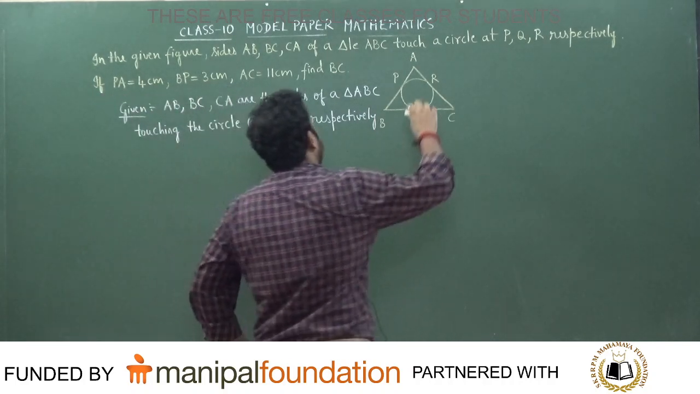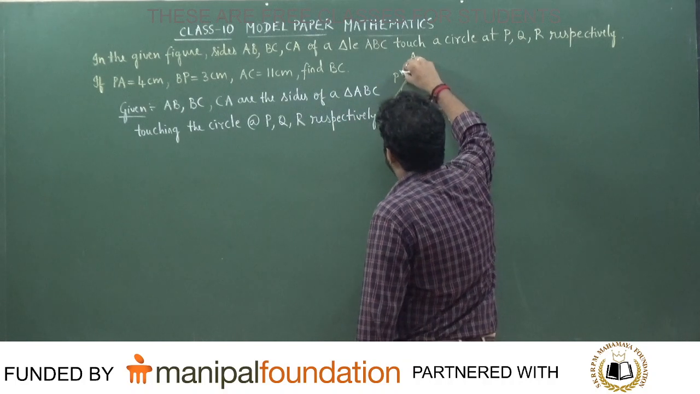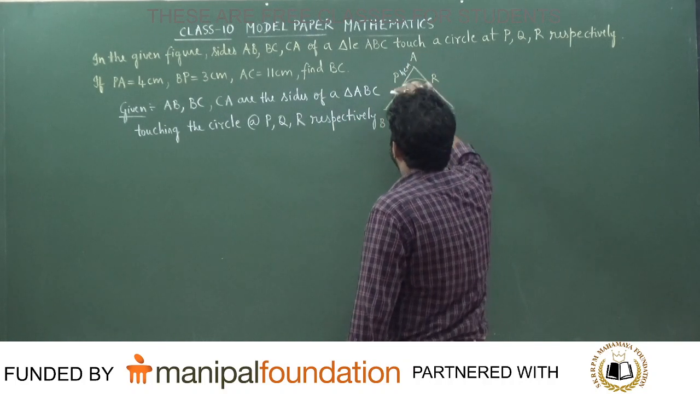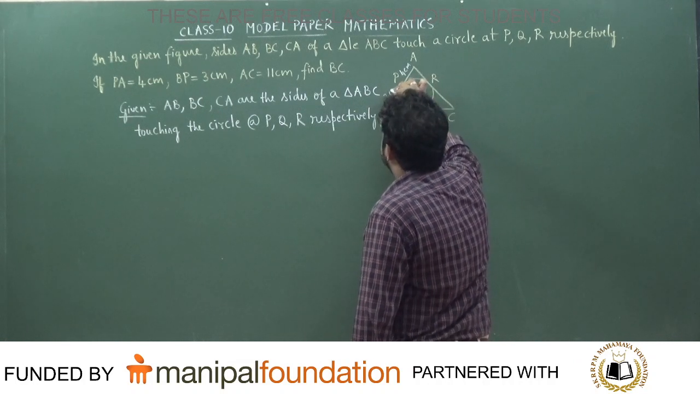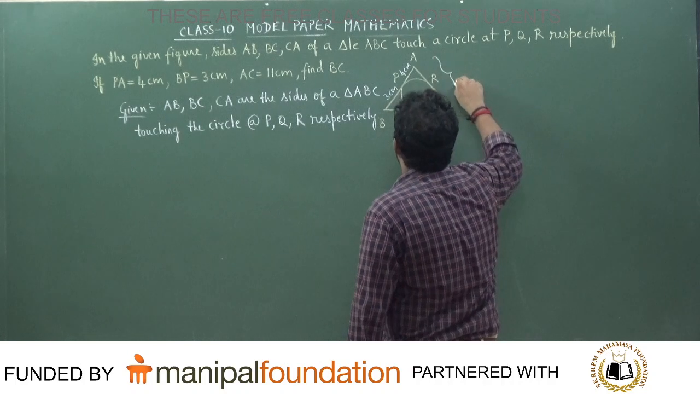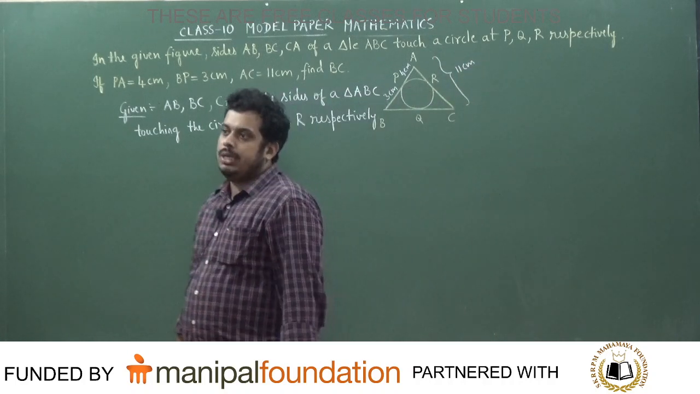Here it's given in the problem. When you write the answer in the exam, you have to draw the sketch also. This is given in the problem: PA is equal to 4 centimeters. BP is given as 3 centimeters. And AC is given as 11 centimeters. If you mark this, it will become easier to understand.